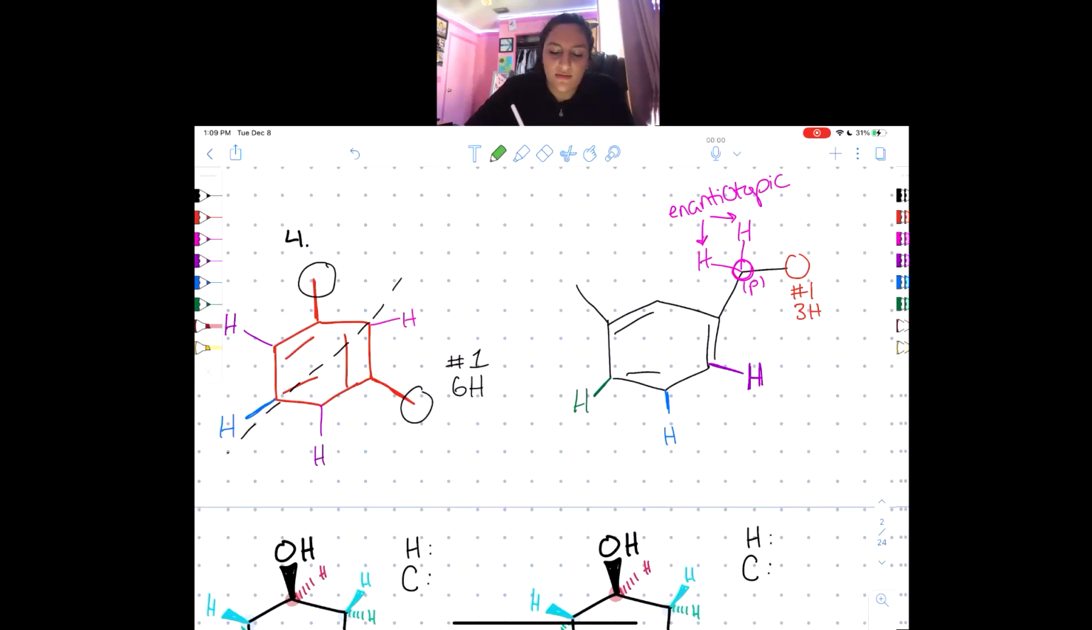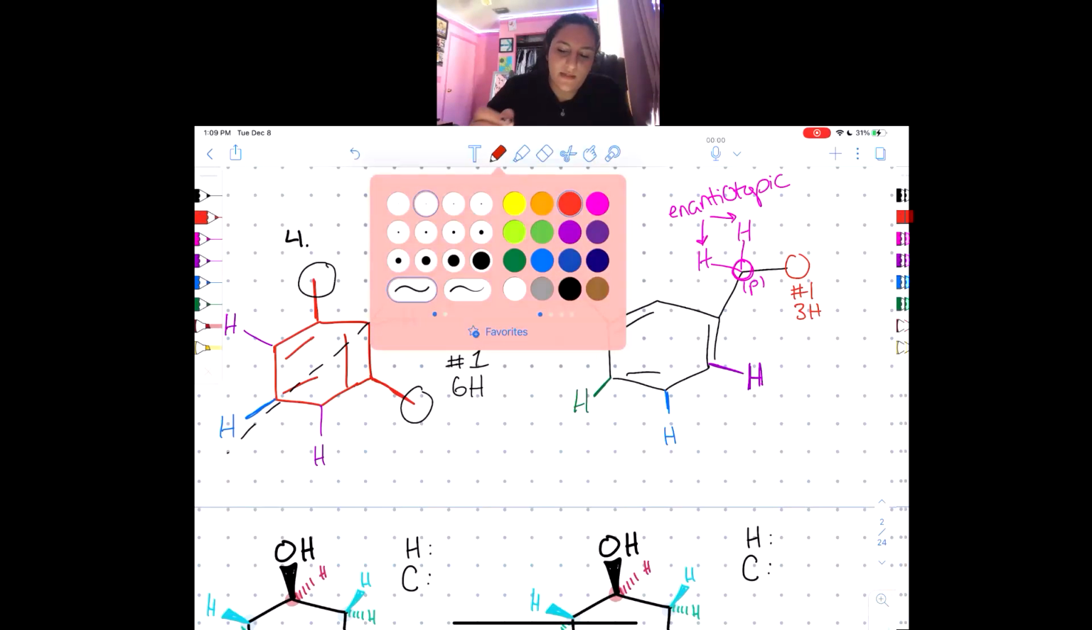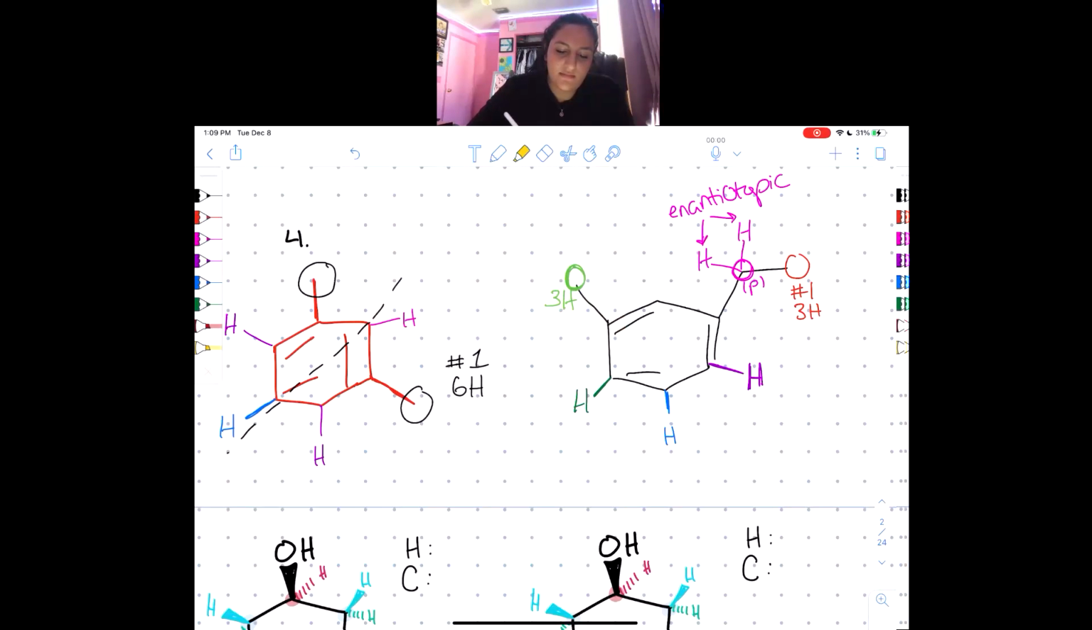And then I'm running out of colors, so let's go up to this methyl next. So how many hydrogens are there in this signal? 3, so we're going to say that's 3H again. And last but not least, just kidding, we already did red.